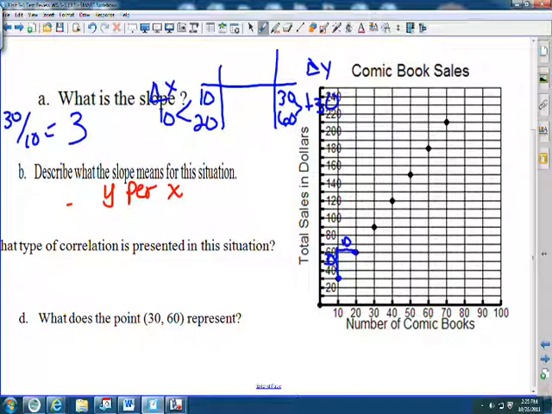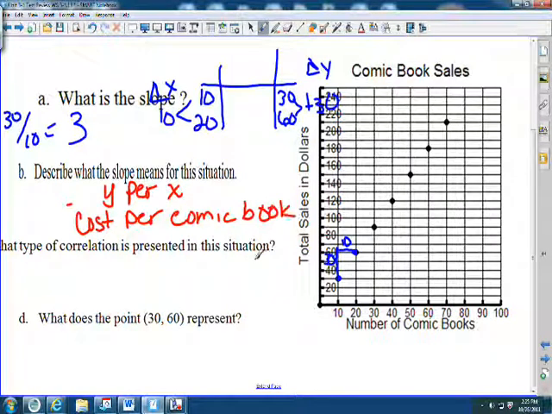It says total sales in dollars. So I could say total sales in dollars, but I'm going to say cost per comic book. And maybe some of you wrote total sales in dollars per comic book, and that's fine too. What type of correlation does it have? Well, the dots are going up. It is a positive correlation.